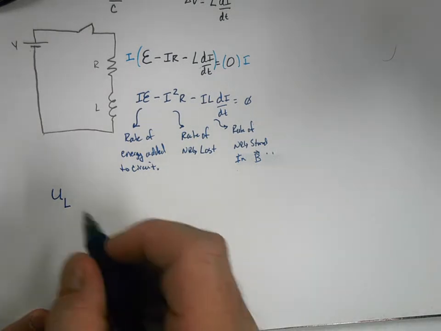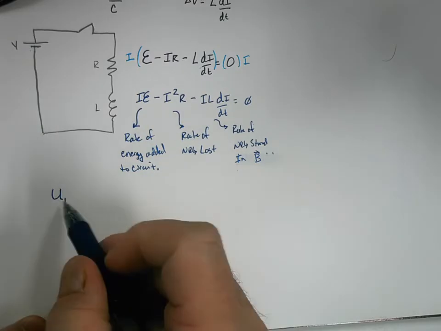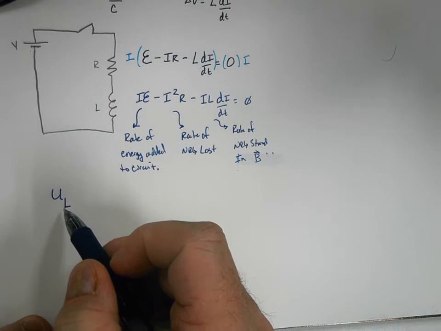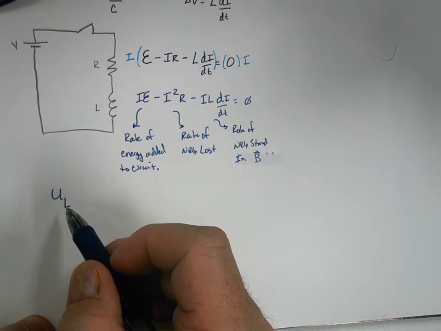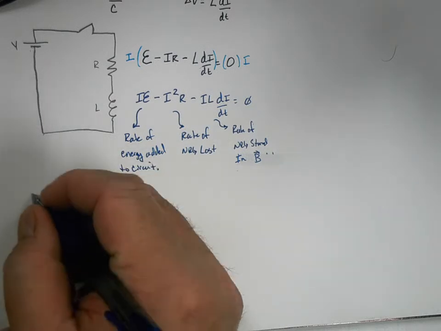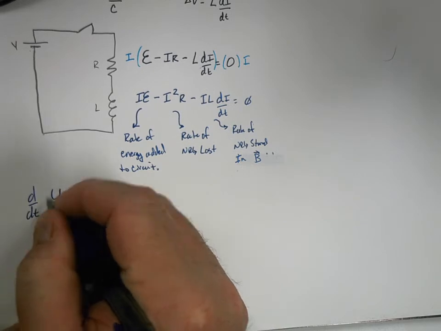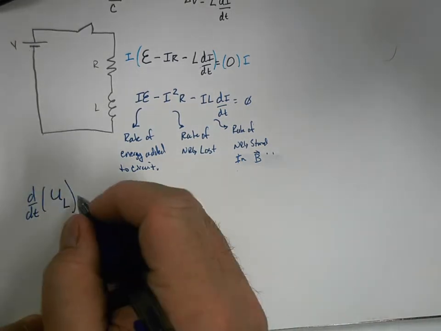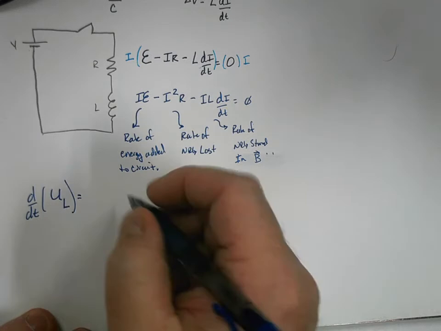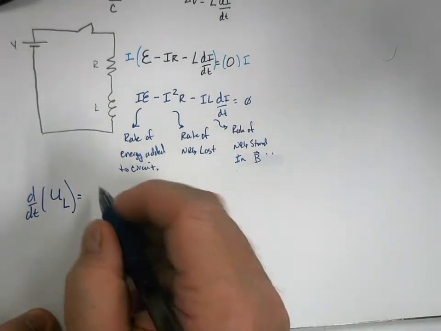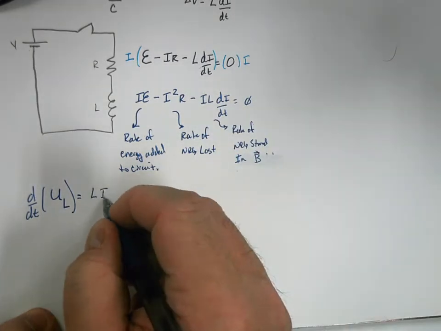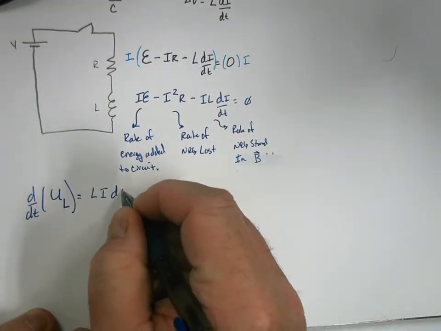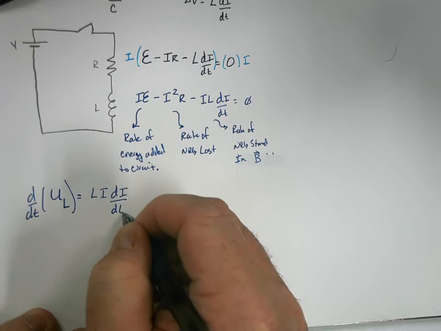Okay, but power isn't energy. Power is the rate at which the energy is changing, right? So this isn't U sub L. This is d/dt of U sub L. And this is going to equal this term over here, our inductance, times our current, di/dt.